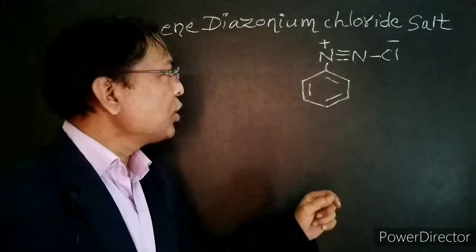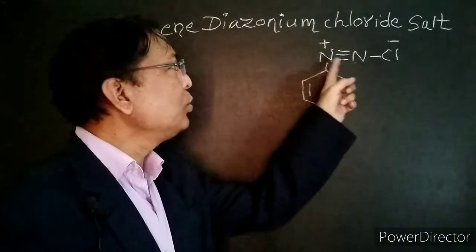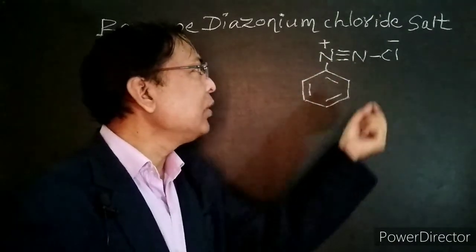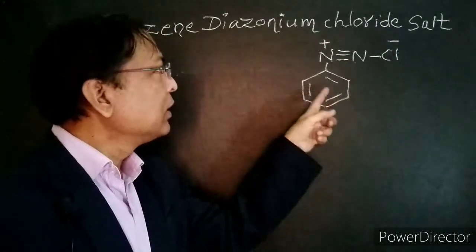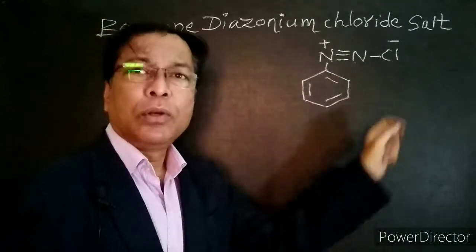This is the structure of benzene diazonium chloride salt. This is benzene and two nitrogen groups are there, therefore it is called diazonium, and chlorine is present in the molecule, therefore it is called chloride. So the name of this molecule is benzene diazonium chloride.